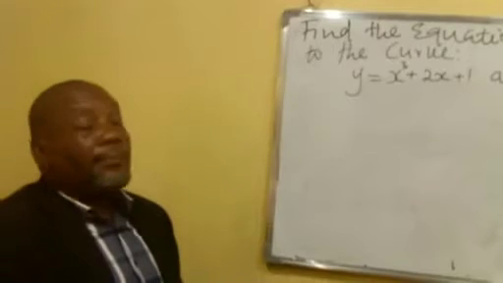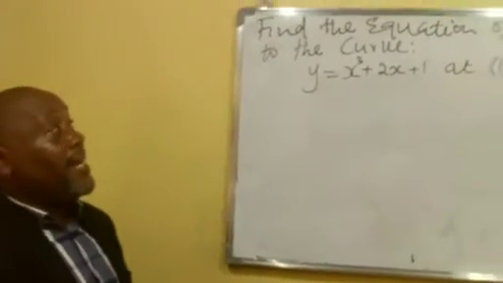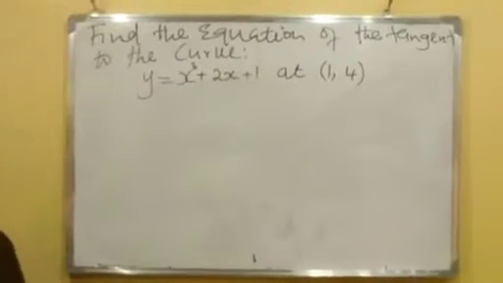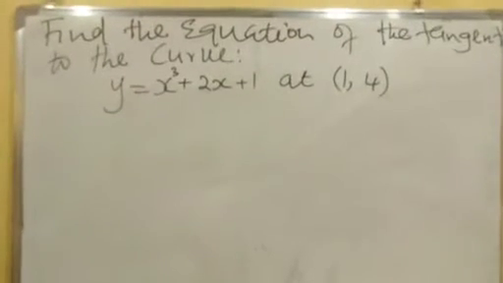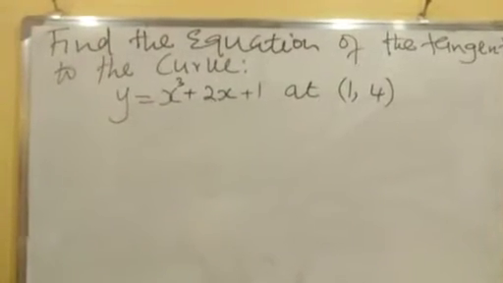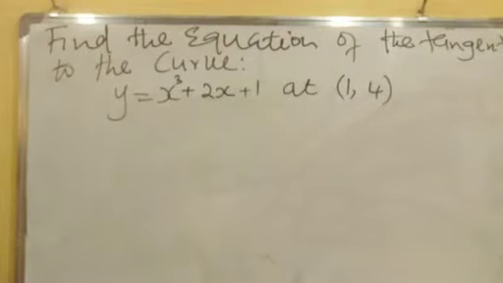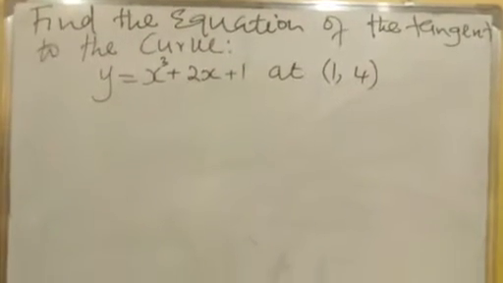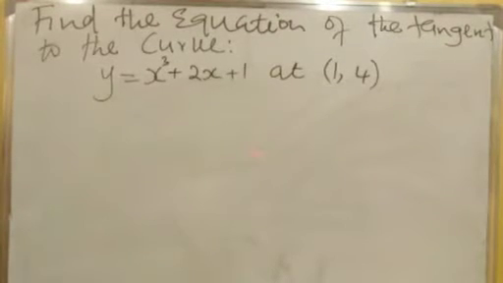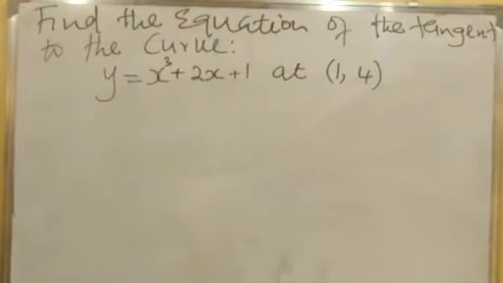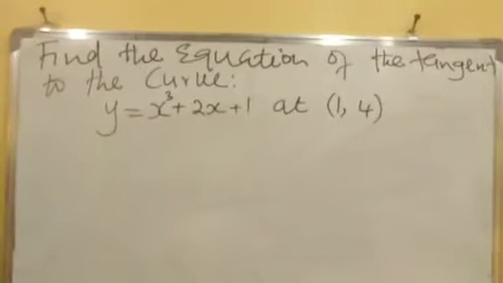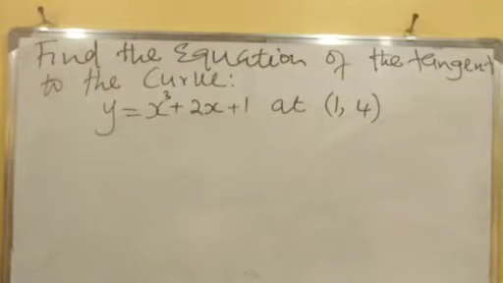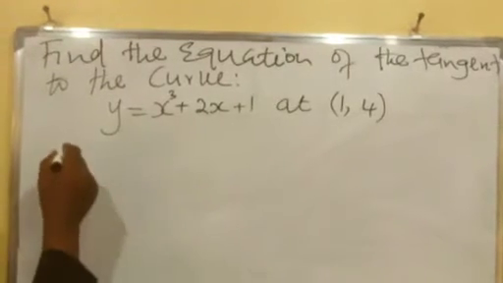Another example which I'm going to give today is: find the equation of the tangent to the curve y equals x cubed plus 2x plus 1 at the point (1, 4). Repeat. Find the equation of the tangent to the curve y equals x raised to 3 plus 2x plus 1 at the point (1, 4). Solution.